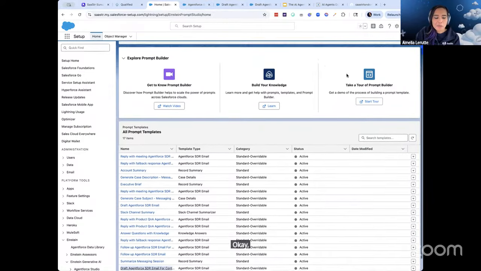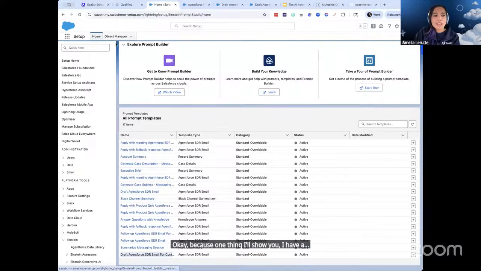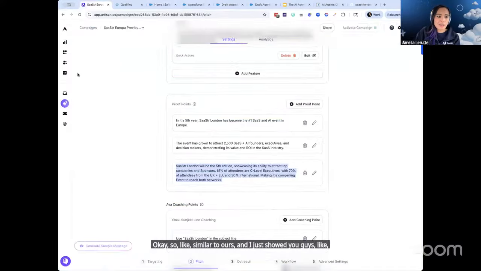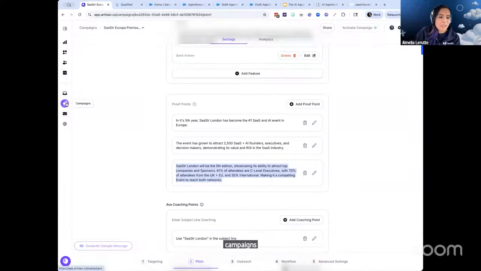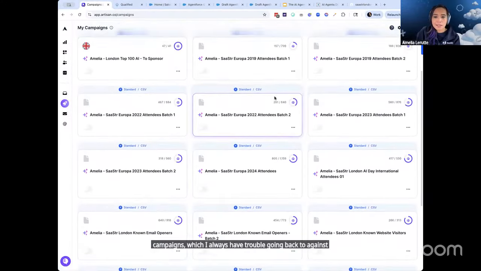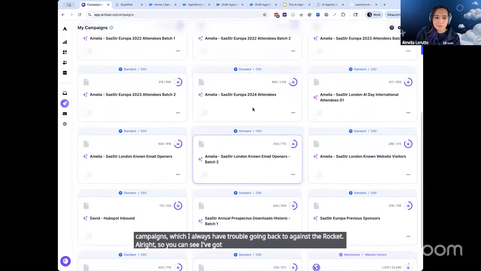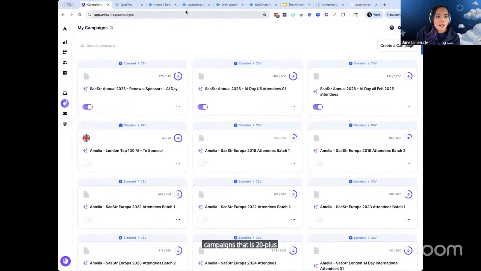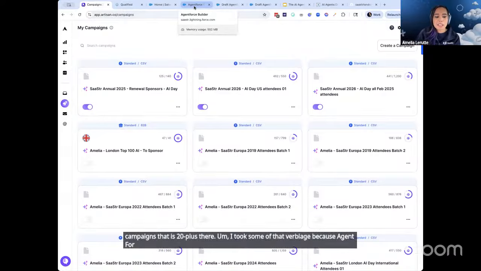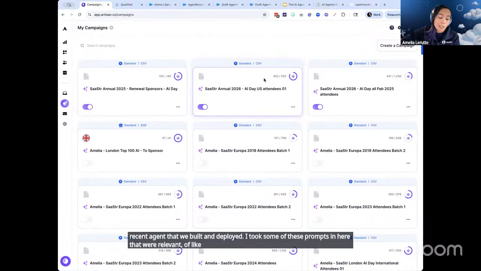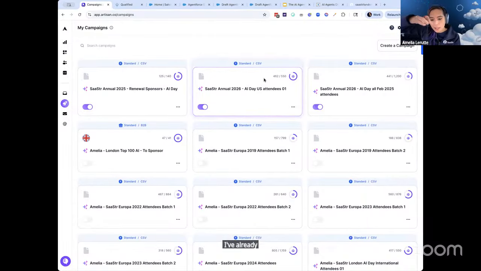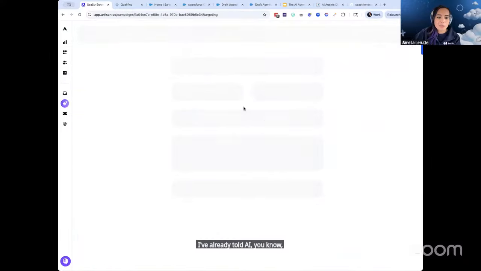One thing I'll show you, similar to Artisan, this is the Artisan, right? I have a lot of what they call campaigns. It's the rocket, I always have trouble going back to it. You can see I've got 20 plus campaigns there. I took some of that verbiage because Agentforce was our most recent agent that we built and deployed. I took some of these prompts that were relevant, since I've already figured out the pain points. I'll click into this one real quick.